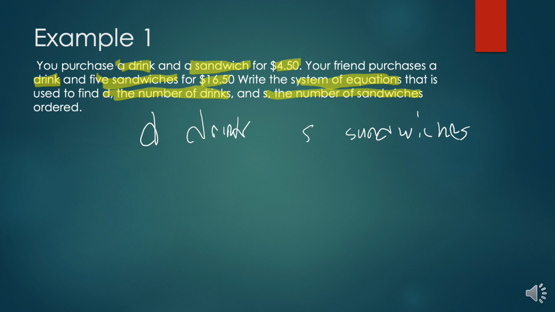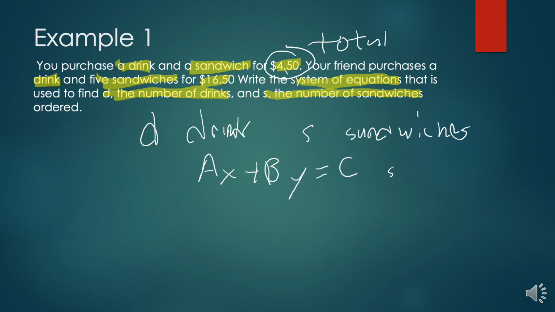Now that you know this, I could go back. So a drink and a sandwich for $4.50. So this right here sounds like a total. So that means I got to use AX plus BY equals C, and this is called standard form. Now to make sure that both my equations are going to be in this format, I need to just go back and read again. So I know that this right here is also another total.